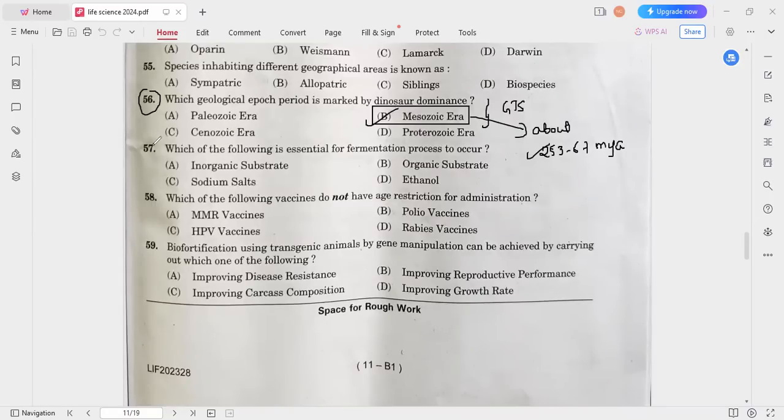Next question, question number 57: which of the following is essential for the fermentation process to occur?